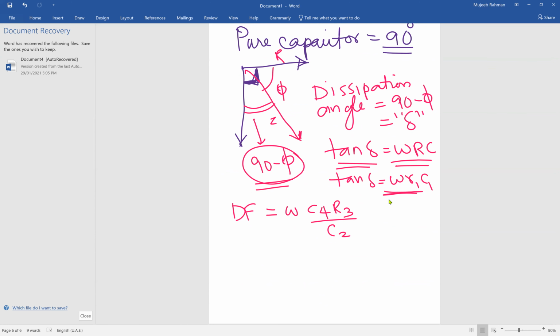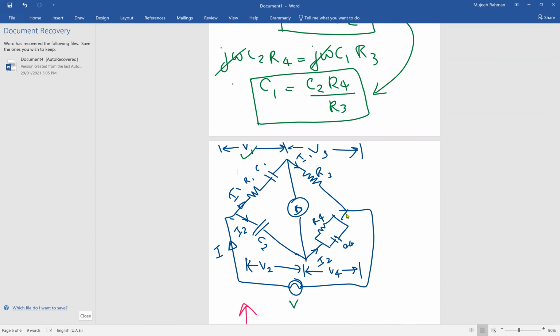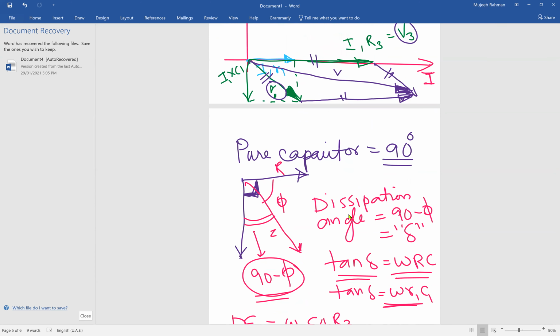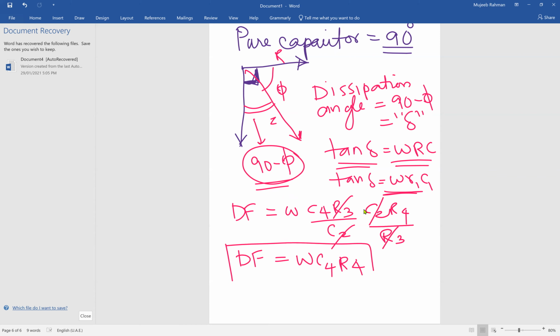So we already substituted the value of R1. Now we also have to substitute the value of C1. C1 is equal to C2 R4 over R3. So this gets cancelled, this gets cancelled, and we get the answer omega C4 R4. That is the dissipation factor.